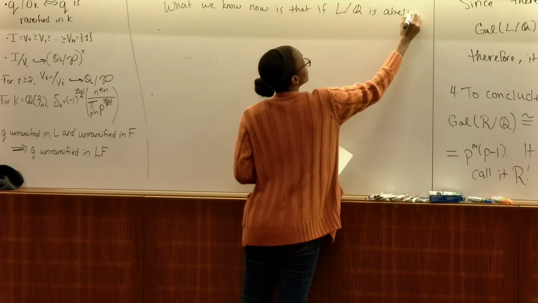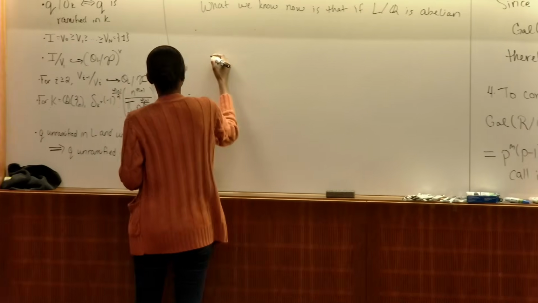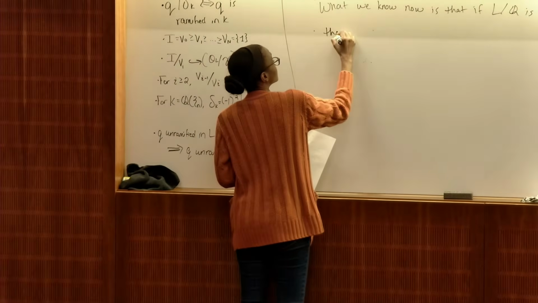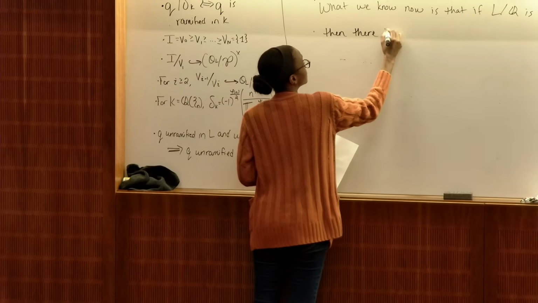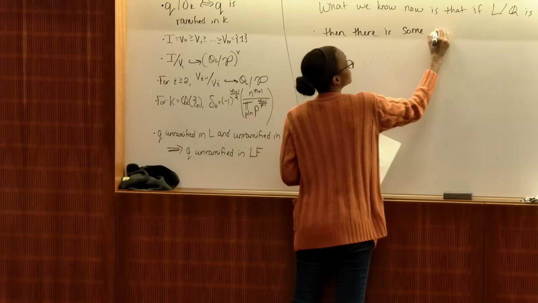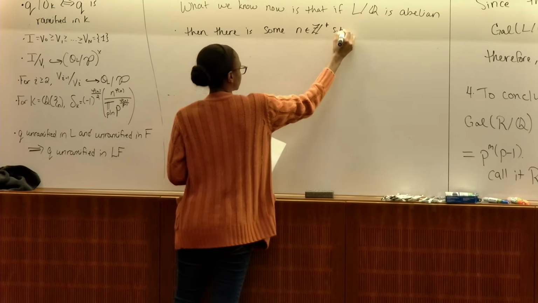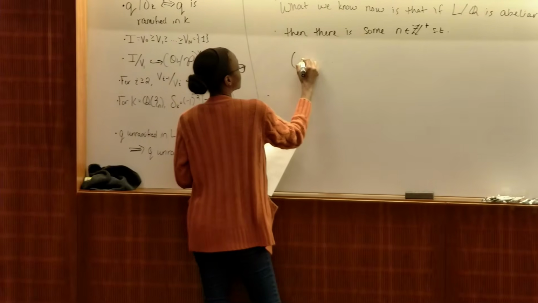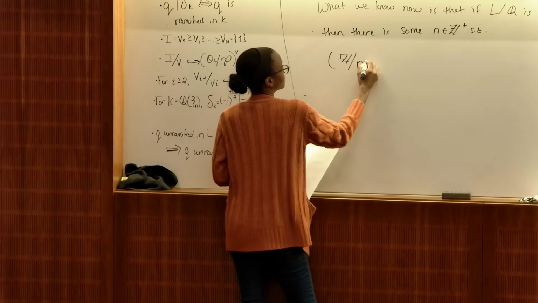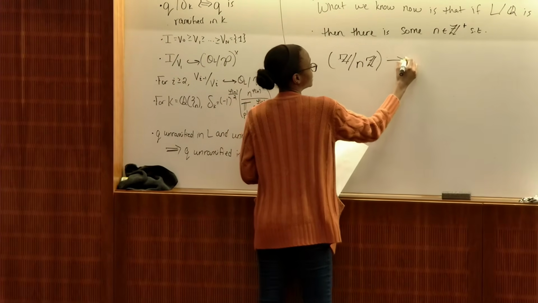Okay, so it's telling us I can always find some integer n that has a surjection here.